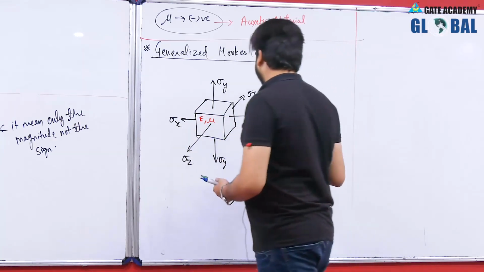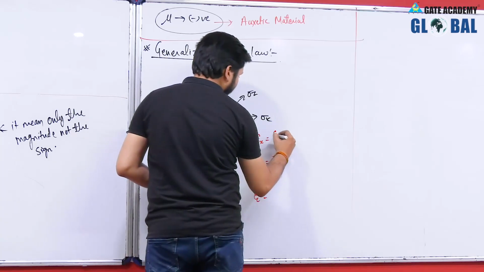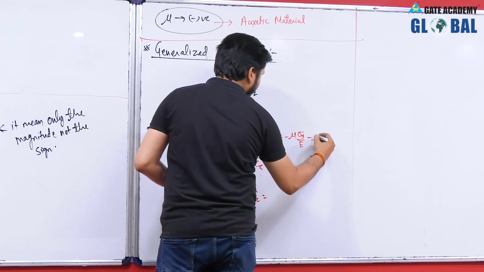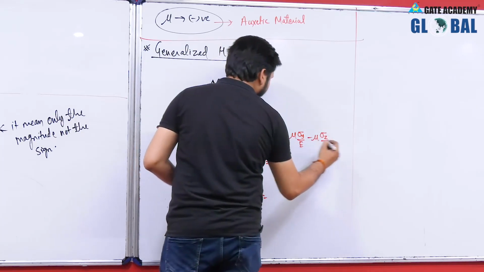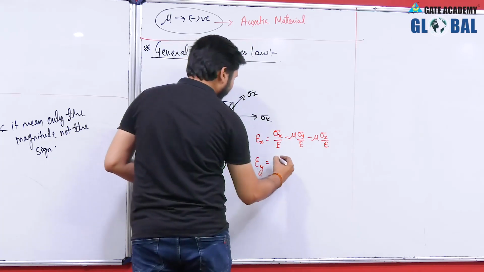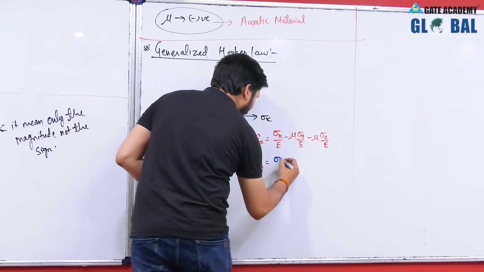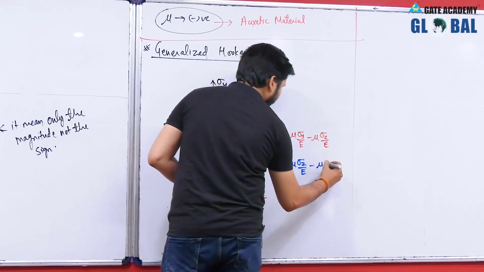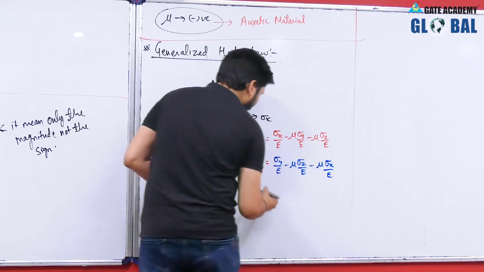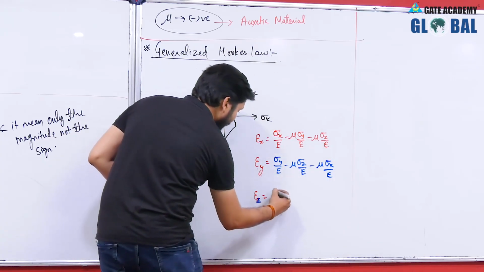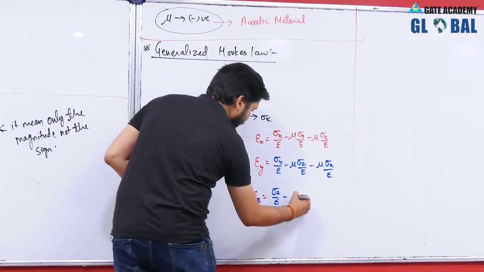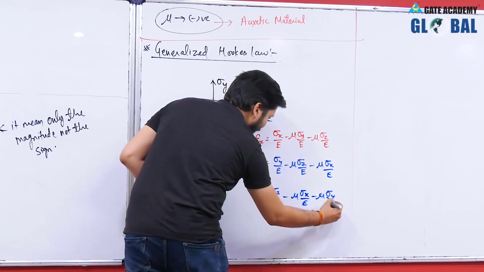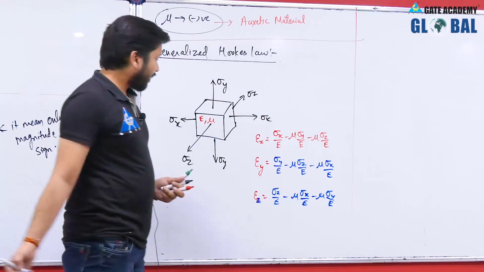So, the combined effect will give you the result as epsilon x equal to sigma x by E minus mu into sigma y by E minus mu into sigma z by E. Similarly, epsilon y will be equal to sigma y by E minus mu into sigma z by E minus mu into sigma x by E. Epsilon z will be sigma z by E minus mu into sigma x by E minus mu into sigma y by E.